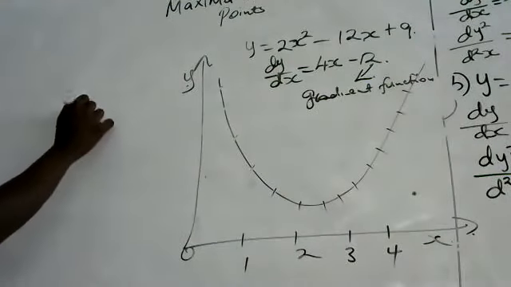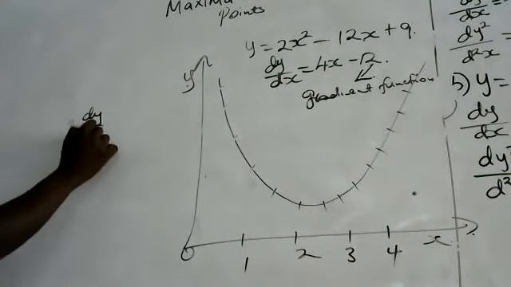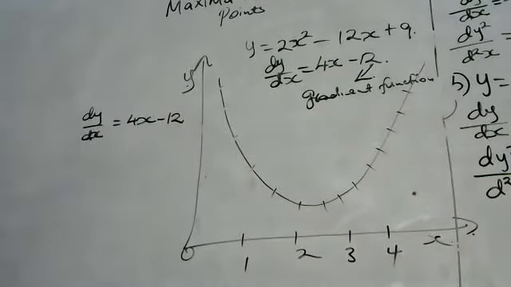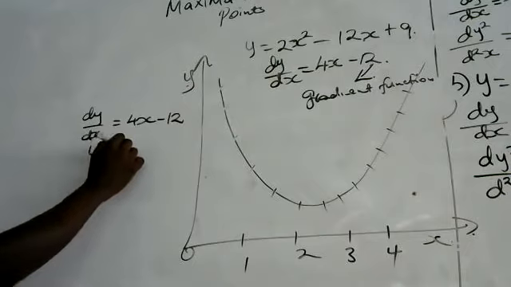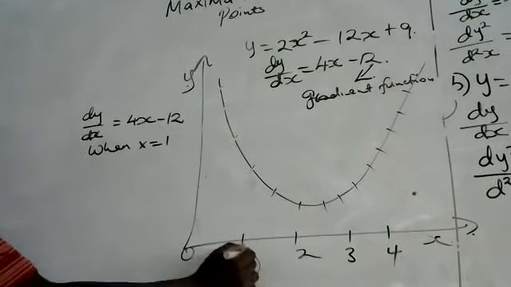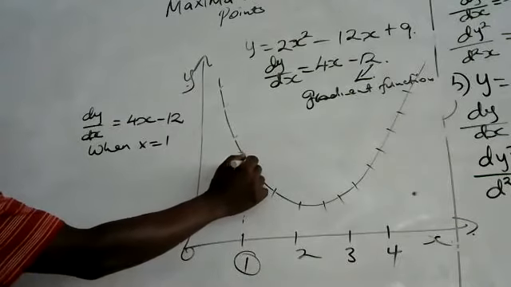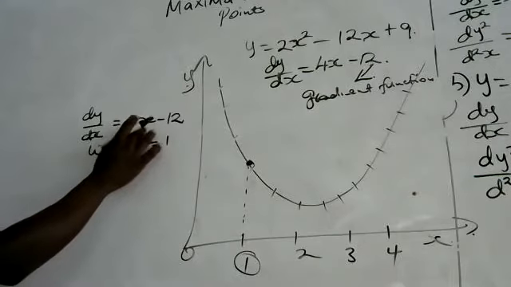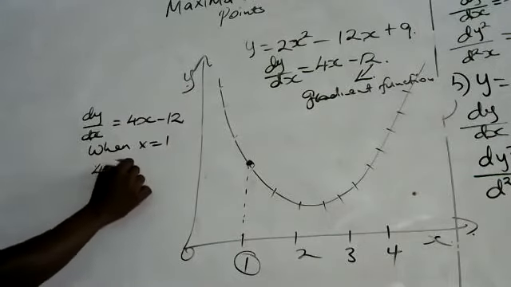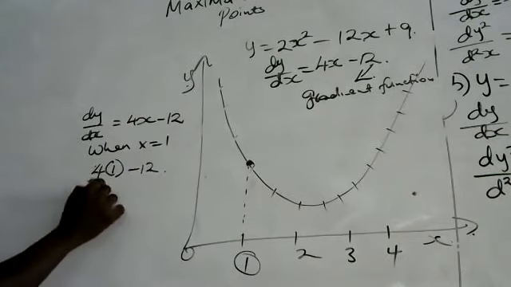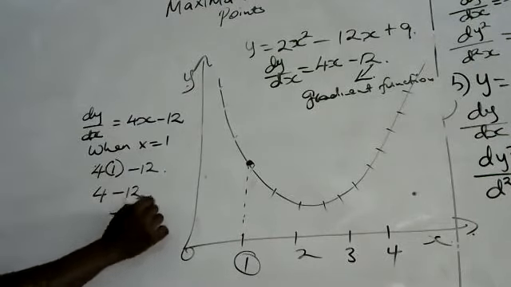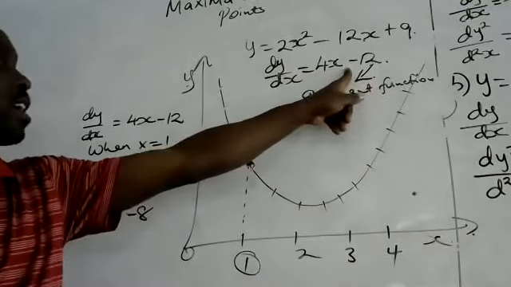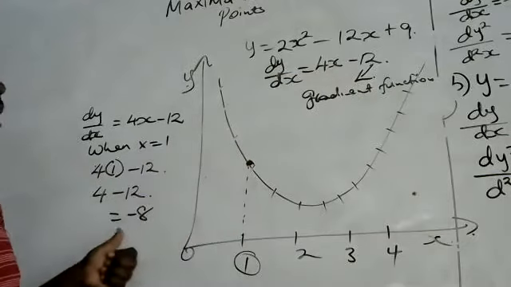Remember, our dy over dx, we found it to be 4x minus 12, which is actually the gradient function. So when x is 1, because we are told to determine the gradient of this curve when x is 1, the gradient will be given by, we substitute 1 here. We get 4 times 1 minus 12. So the gradient will be 4 minus 12, which is negative 8. You just substitute the value of x in the gradient function to get the gradient at that point. So the slope is negative 8.